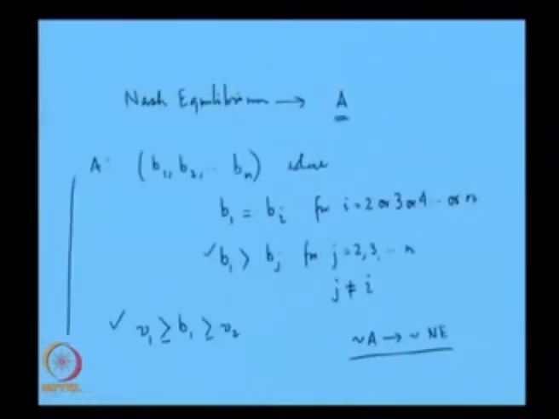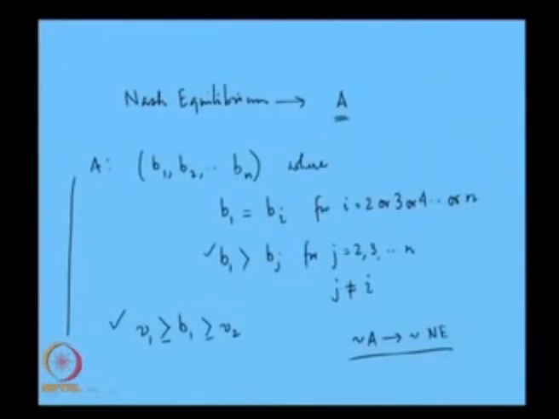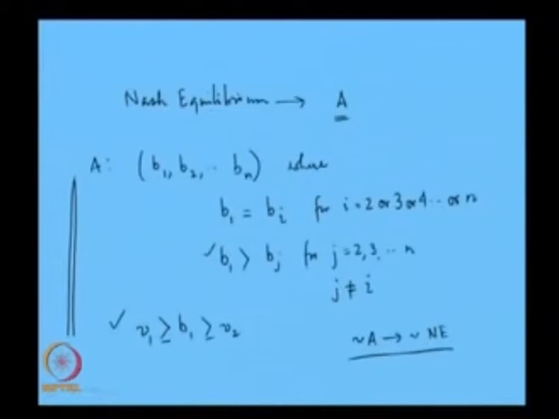The other part is this. It is written in the question itself that any profile satisfying A is Nash equilibrium. So, we have to show that A implies Nash equilibrium, and this is not very difficult to show. Any profile satisfying these characteristics is a Nash equilibrium.